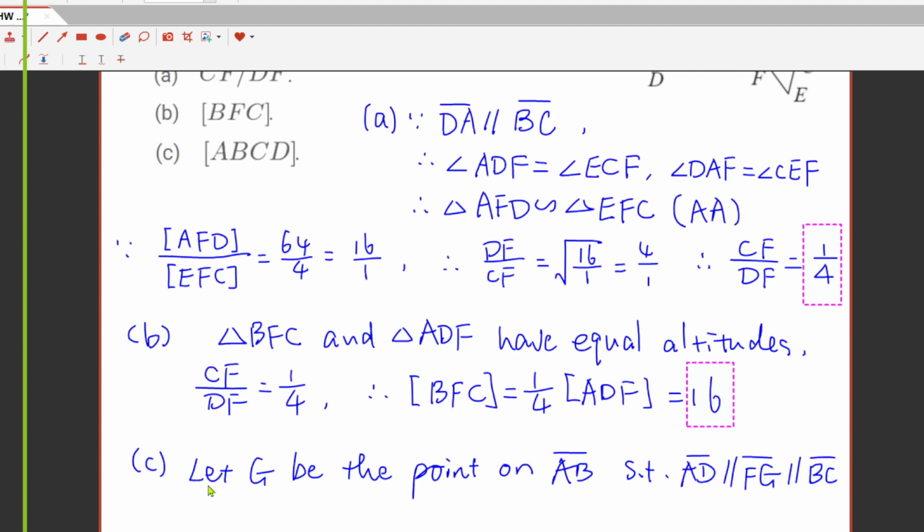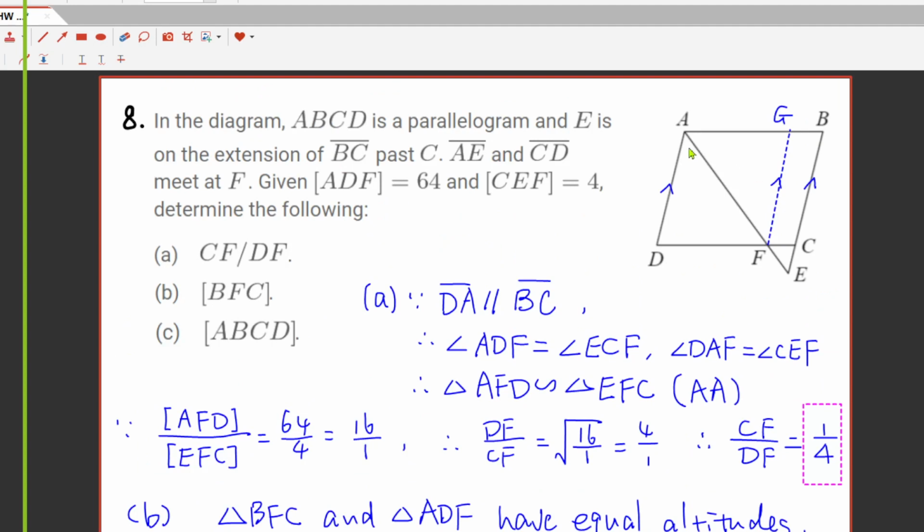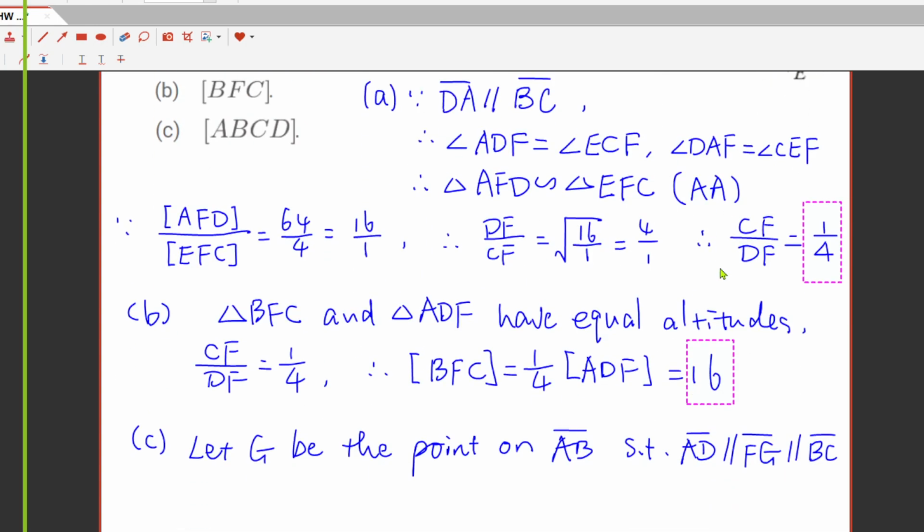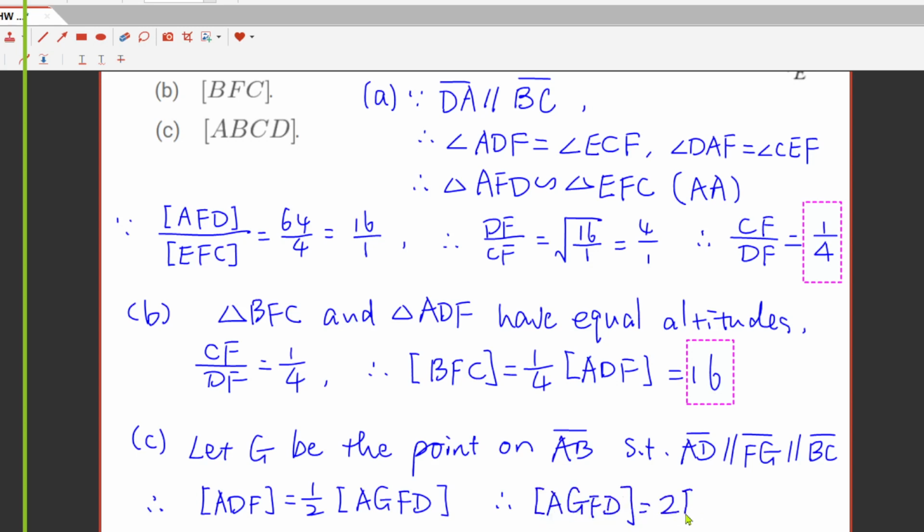Then triangle ADF is half of the parallelogram. Can you see that? ADF is half of the parallelogram AGFD, because this is a diagonal of the parallelogram ADFG, right? And therefore we know the area of AGFD must be twice the area of ADF, which is 128, right?